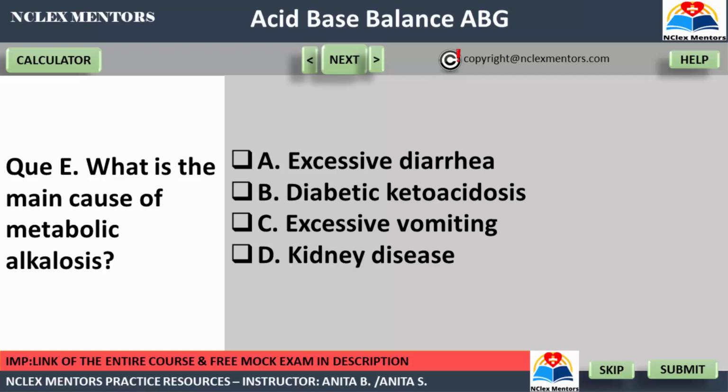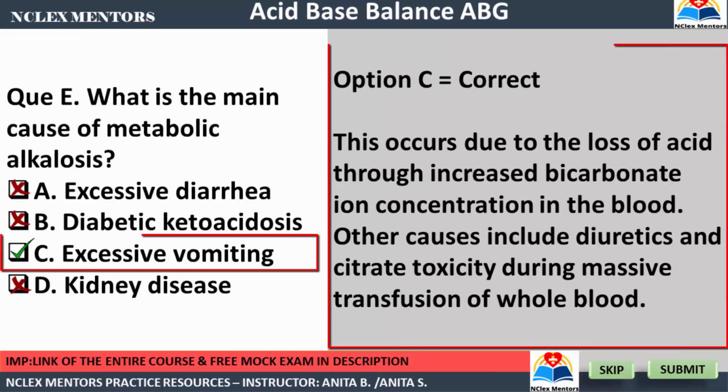The main cause of metabolic alkalosis is C. Excessive vomiting. This occurs due to the loss of acid through increased bicarbonate ion concentration in the blood. Other causes include diuretics and citrate toxicity during massive transfusion of whole blood. This question was pretty easy. Let me take you to our next question.